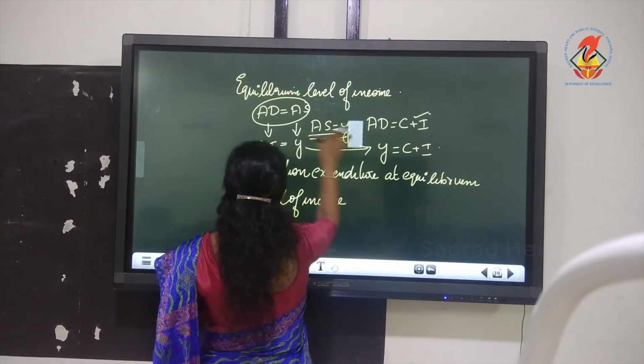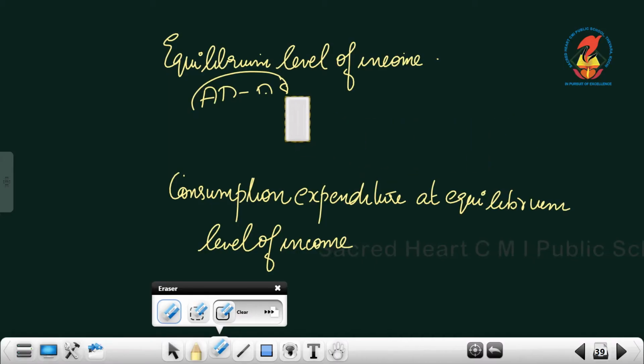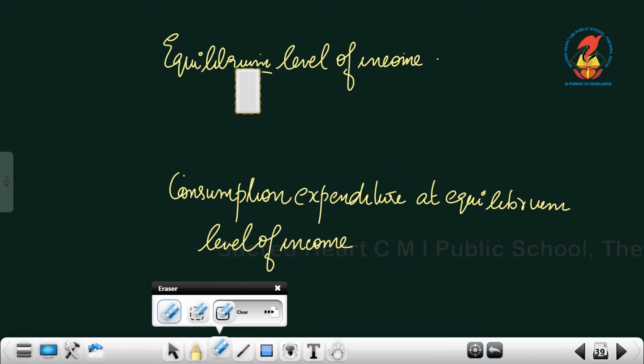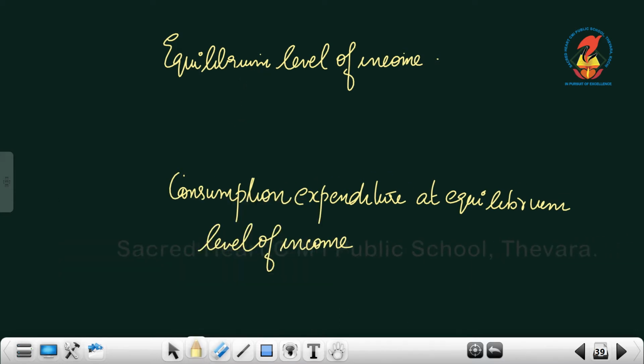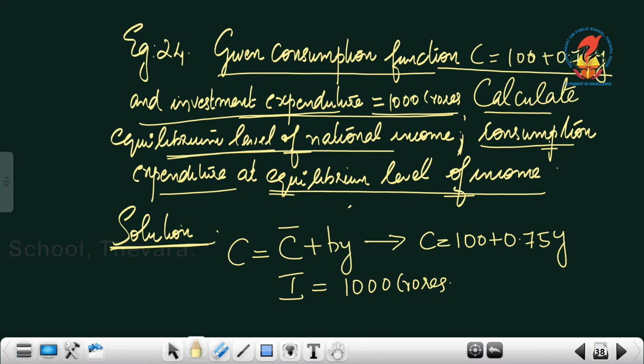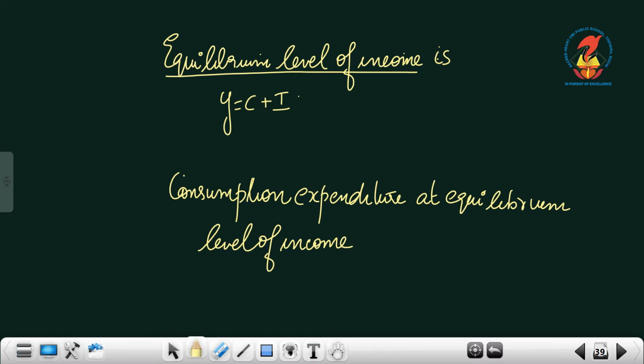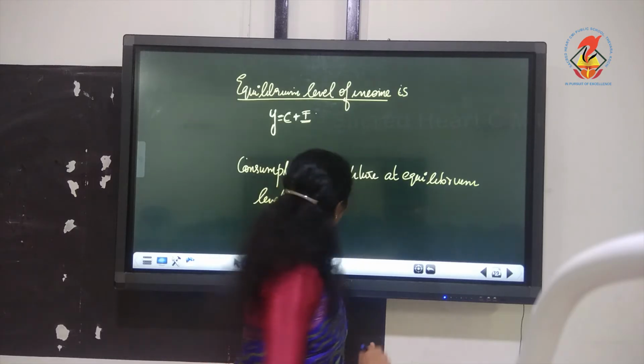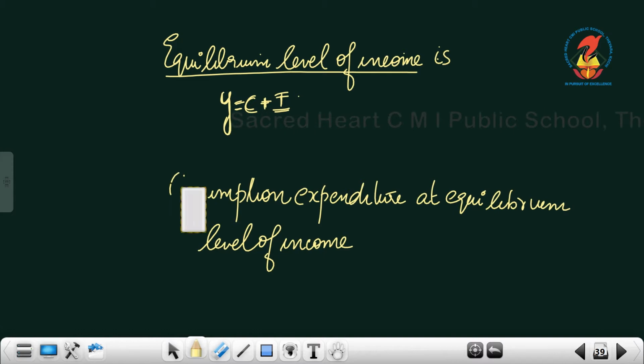Now with that equation we will proceed. At equilibrium level of income, Y is equal to C plus I. So what is the question given here? Calculate the equilibrium level of national income. So we have found a solution for that. Equilibrium level of national income is Y is equal to C plus I. Now we can substitute the values. Now we have to find out Y, isn't it?